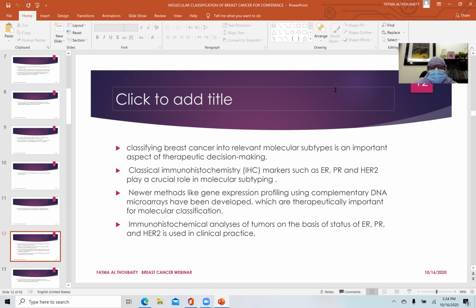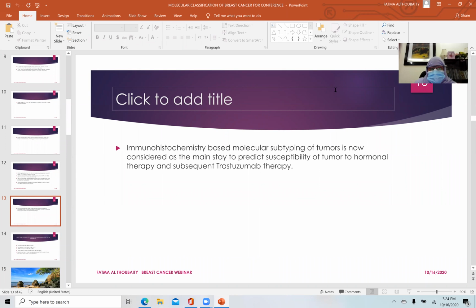classification. Immunohistochemical analysis of a tumor on the basis of status of ER, PR, and HER2 is used in clinical practice. Immunohistochemistry-based molecular subtyping of tumor is now considered as the mainstay to predict susceptibility of tumor to hormonal therapy and subsequent trastuzumab therapy.